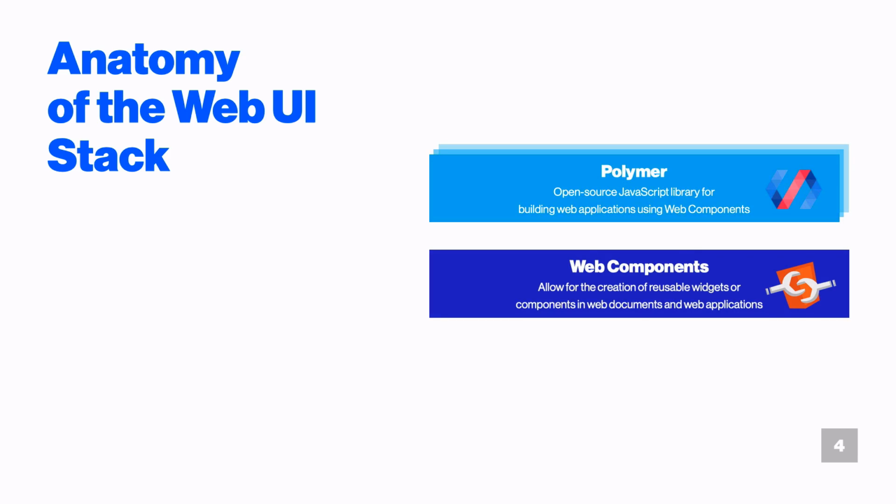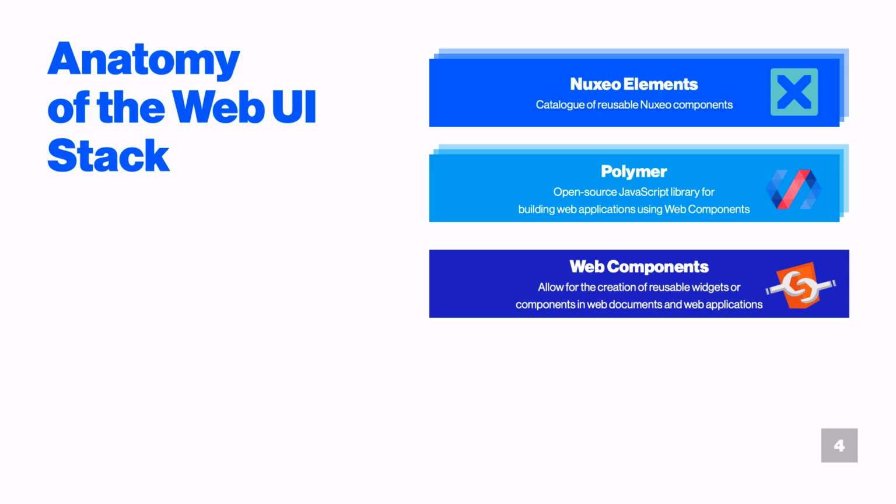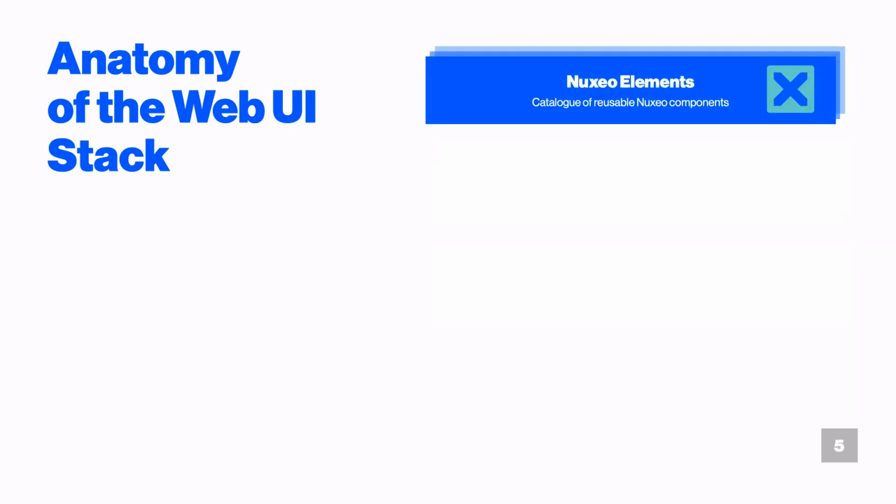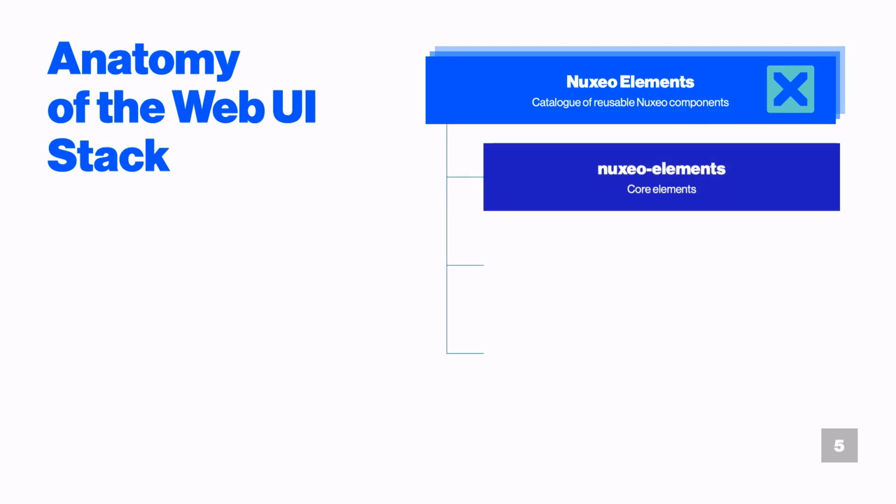Nuxeo Web UI is made of Nuxeo Elements. Nuxeo Elements is a catalog of components, like the document previewer, and so on. Nuxeo Elements has 3 sets of libraries. Nuxeo Elements represents the core elements to interact with the Nuxeo repository for the connection, searches, operations, and so on.